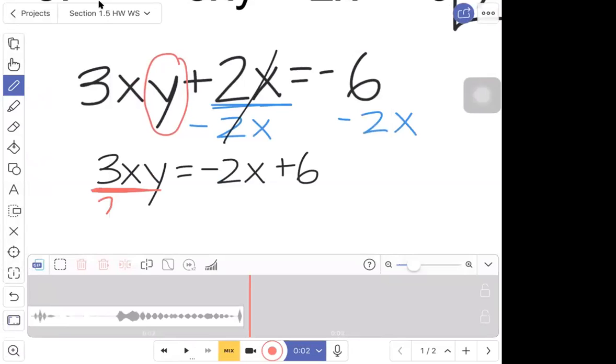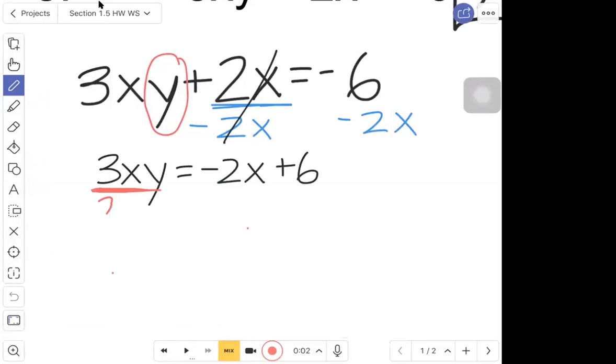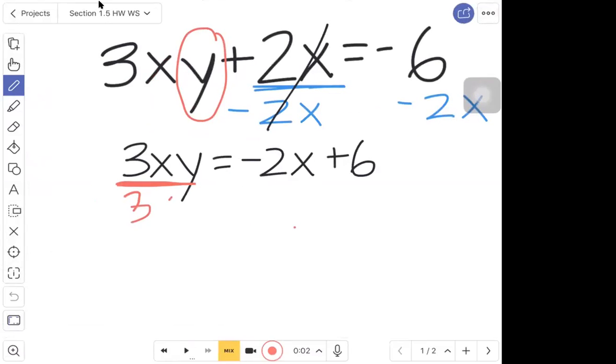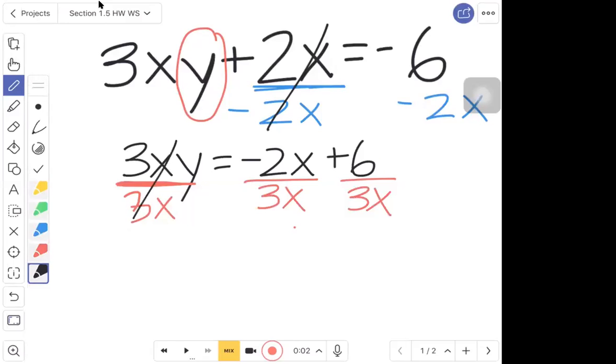Whoops. All right. 3x on both sides. And we're going to divide each term on the right-hand side by 3x also. Just like when we had just a number and we had several terms that we had to divide by, we're going to divide it by each term. So here on the left-hand side, that will leave us with just our y, which is what we wanted.